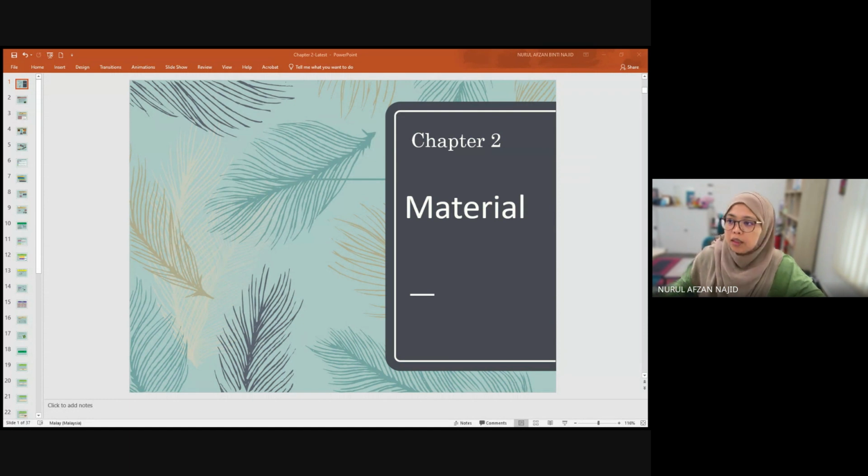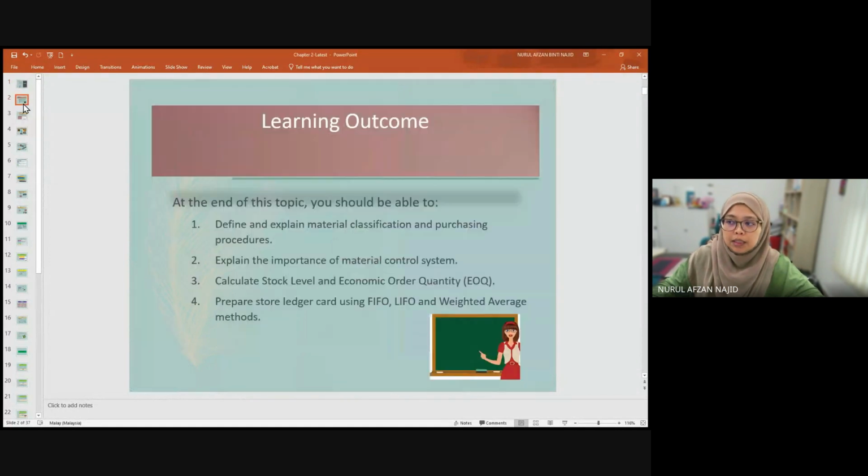For today, we're going to start with chapter 2 material. Kita pernah masuk week 3. Alhamdulillah kita dah masuk week 3 sekarang ni. So kalau mengikut you punya planner pun week 3 supposedly kita dah masuk chapter material. So apa yang kita akan belajar pada hari ini adalah this is the learning outcome.